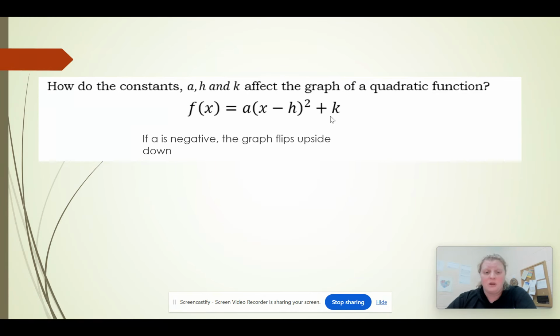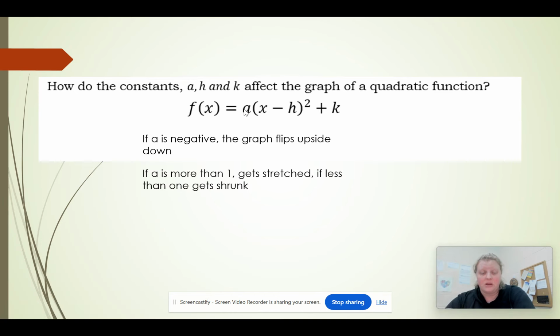So keep in mind that if your A value, the number out front, is negative, that means that your graph is going to be upside down. If that A value is more than 1, like if it's a 2, a 3, a 4, and so on, that's going to make your U get skinnier, and that's called stretching. If your A is a fraction, like a half, a third, a fourth, anything less than 1, it's going to make your U get wider, and from a vertical standpoint, that's going to shrink all your heights.